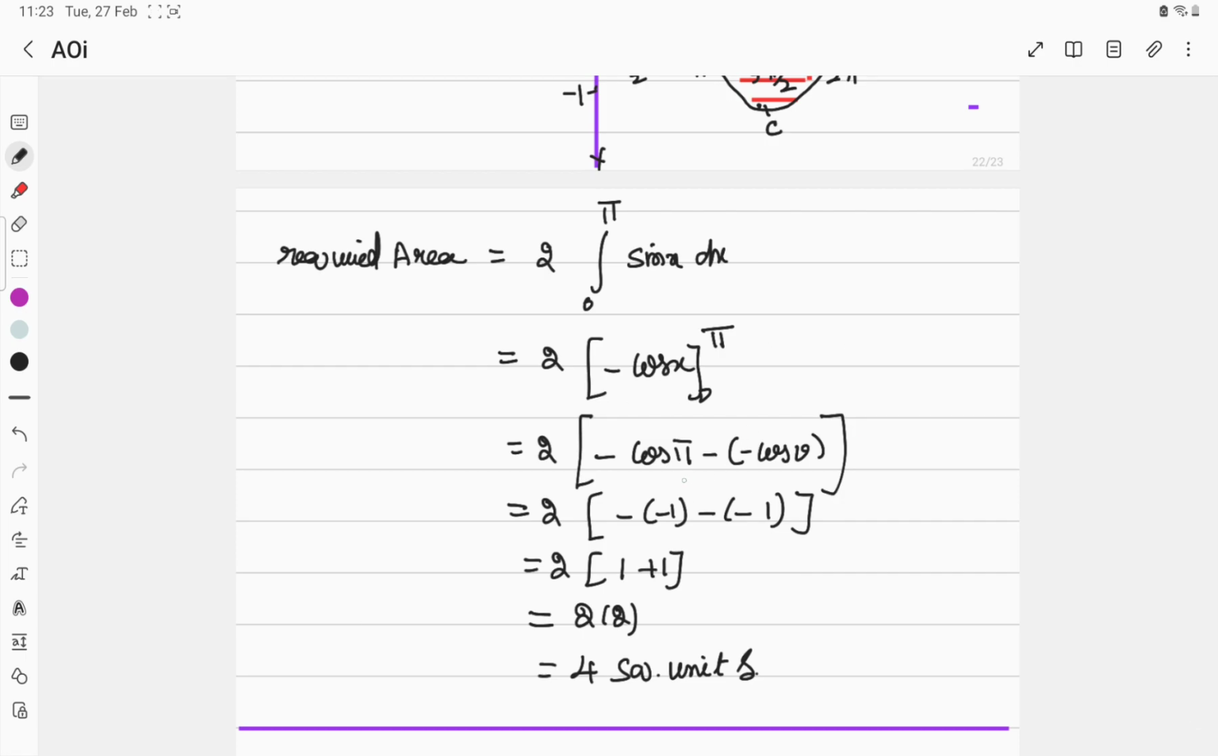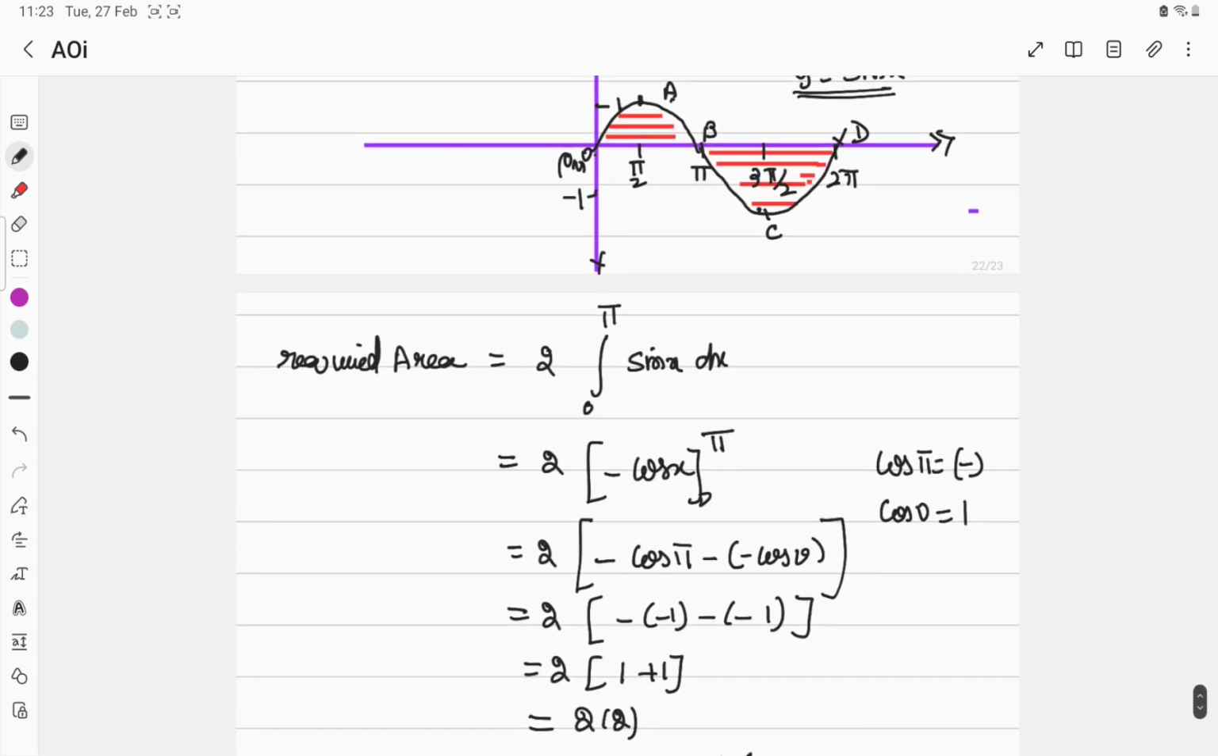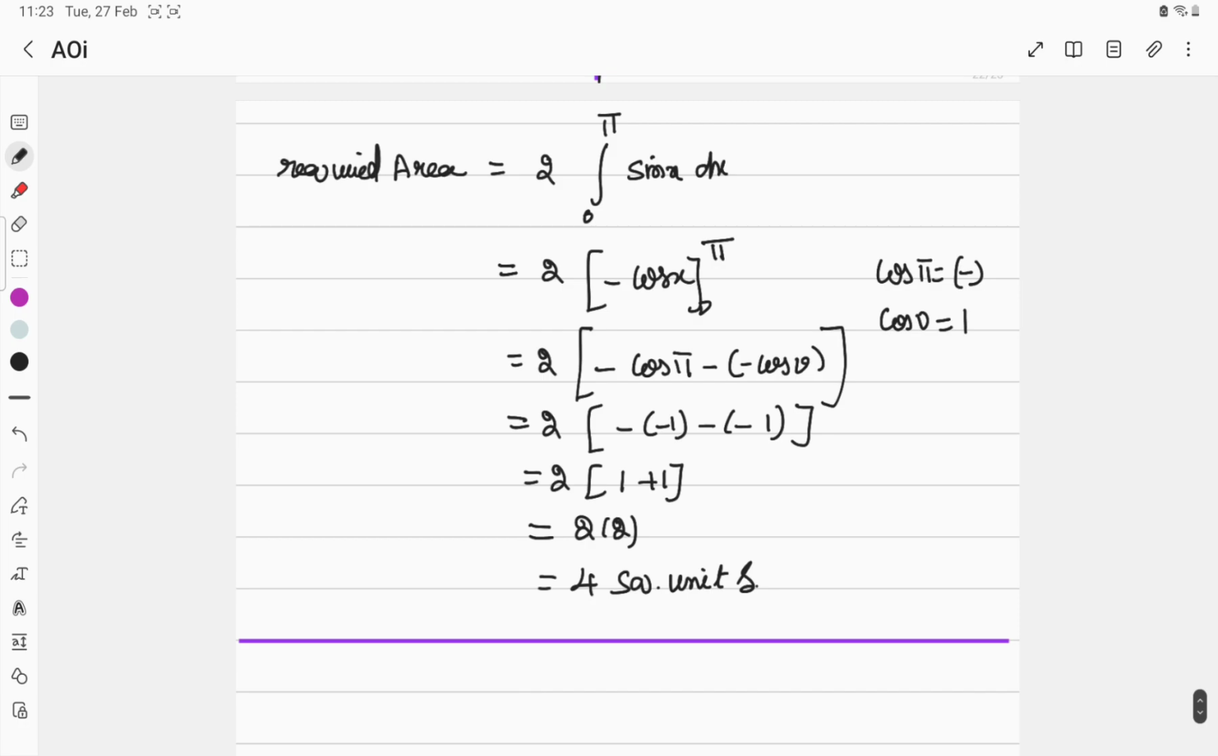So we get minus cos x with the upper and lower limits. You know that cos pi, cos 180, is equal to minus 1, since 180 is next to the second quadrant. Cos 0 is equal to 1. So on substitution we get 4 square units. Therefore the total shaded area is equal to 4 square units.